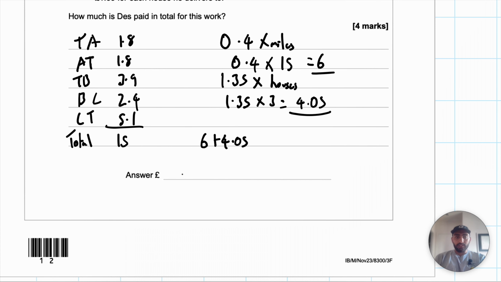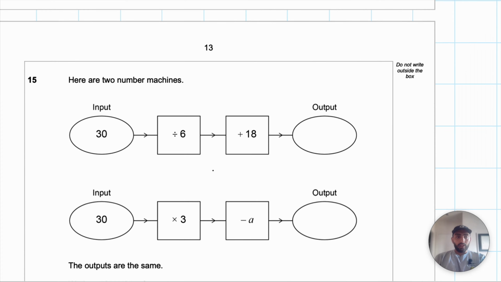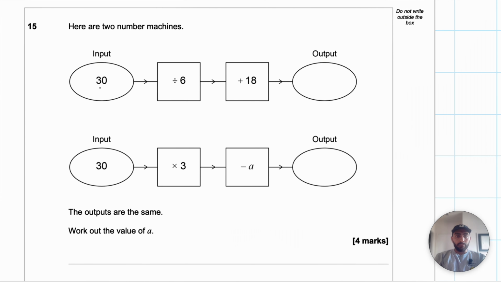6 plus 4 is 10, so it'd be £10 and 5p. Question 15, here are 2 number machines. So for this first one, we've got an input of 30. It's divided by 6, so it becomes 5. 30 divided by 6 is 5. 5 add 18 is 23.